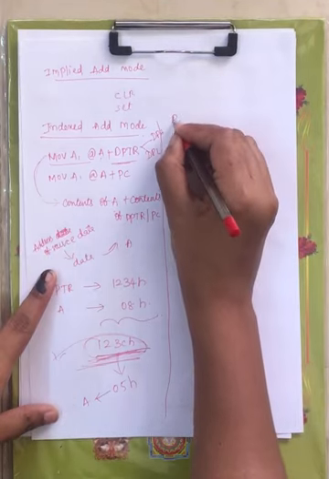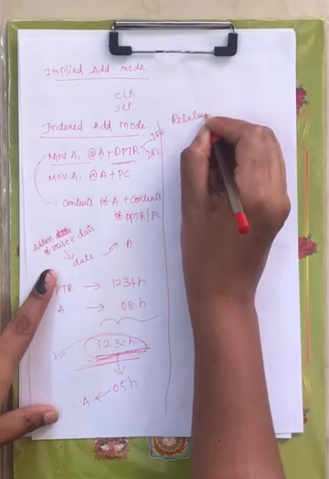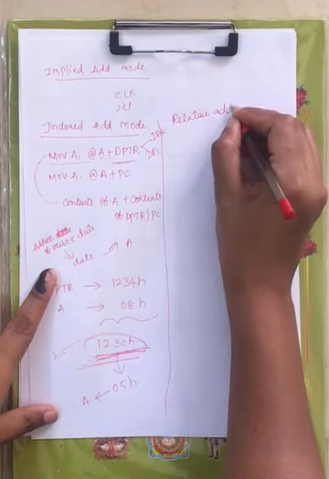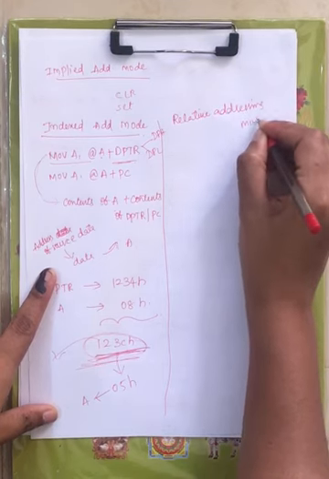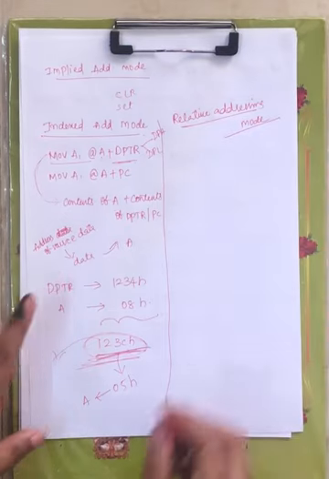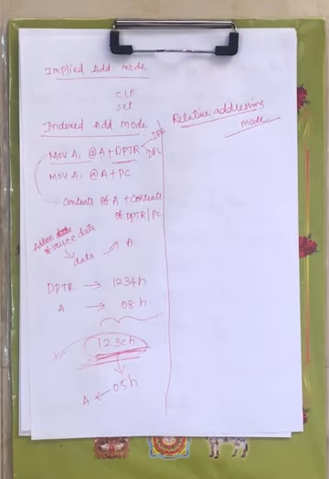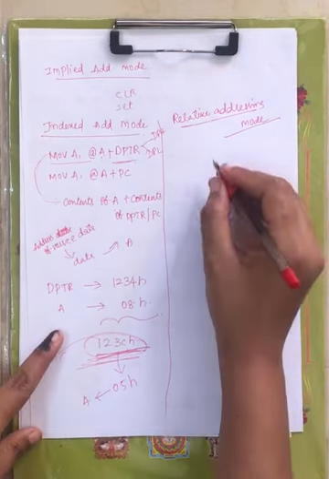And next we have relative addressing mode, right? The next addressing mode under your 8051 is relative addressing mode, right? Now it is used with conditional jump instructions, right? Coming to this relative addressing mode, I will give an example.